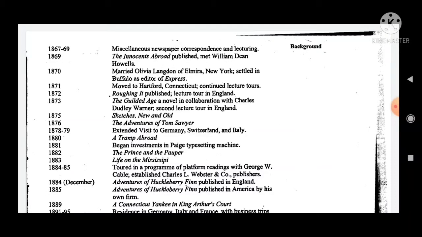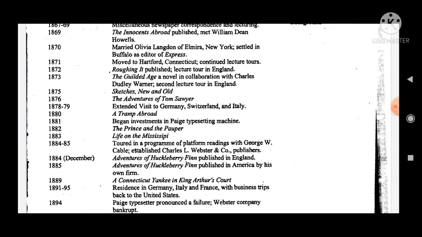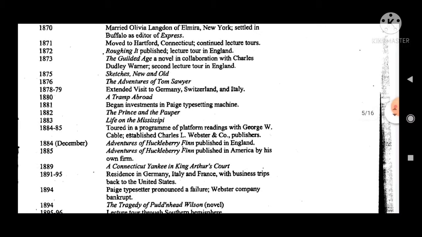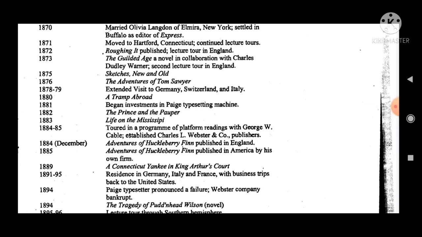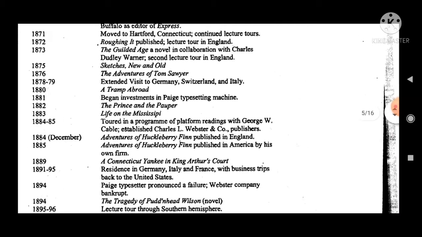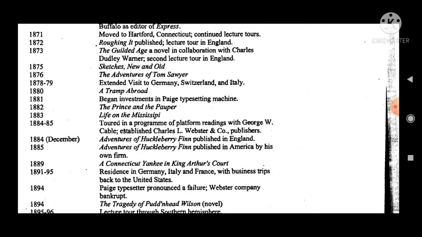Settled in Buffalo as editor of the Express. Then 1871, moved to Hartford, Connecticut, continued lecture tours. Then 1872, Roughing It published, lecture tour in England. Then 1873, The Gilded Age, a novel in collaboration with Charles Dudley Warner, second lecture tour in England.